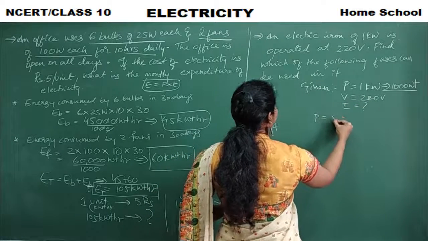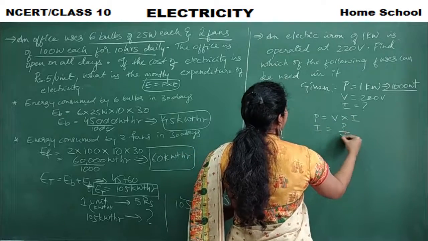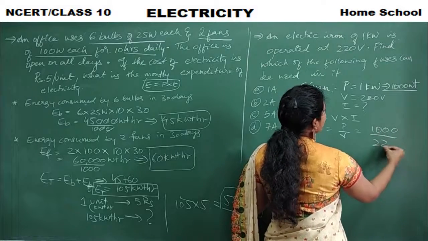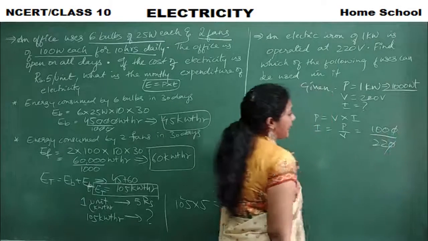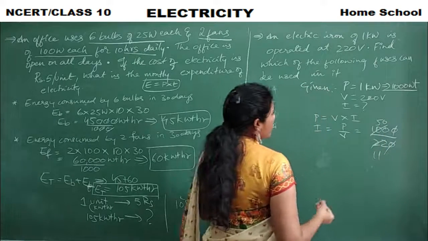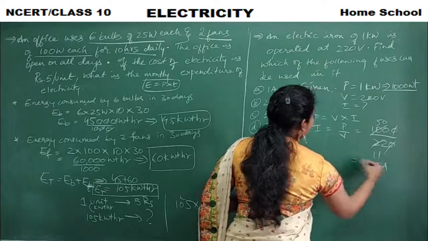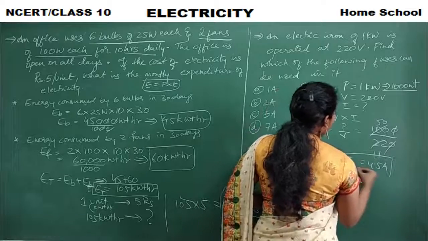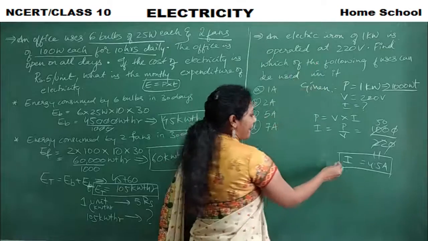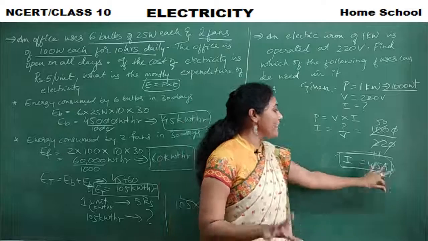So power is equal to V into I, right? So I is equal to P by V. Power is how much? 1000. Voltage is how much? 220. So how much do you get? 0, 0 gets cancelled. 11 and this is 50, right? So almost you will get 4.5 amperes. I is equal to 4.5 amperes. So here the electric iron capacity is 4.5 amperes. It can take up to 4.5 amperes.